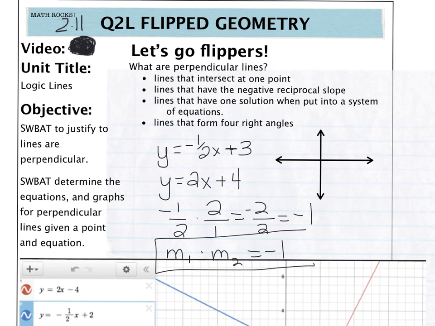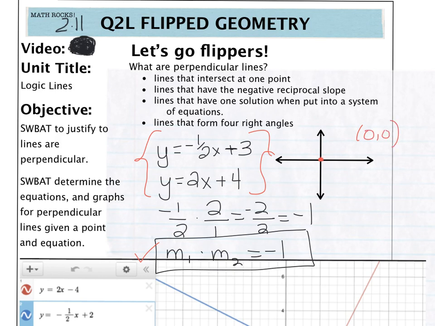And this is always true about perpendicular lines, that they have one solution when put in a system of equations. If we were to make this a system of equations, which you did last year, then we'd be able to find the solution. The solution would be the point of intersection. For this particular set of lines we're looking at, the solution would be (0, 0), because that's where they intersect.